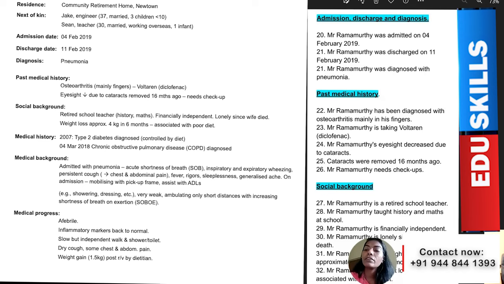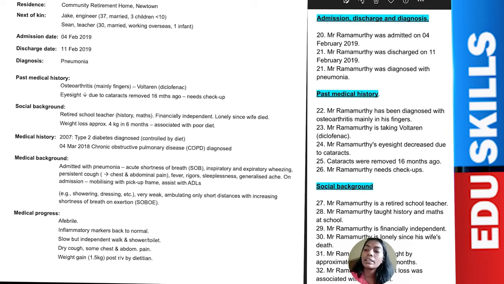And from that, we can make simple sentences like, Mr. Ramamurthy is a retired school teacher. Mr. Ramamurthy taught history and maths at school. Mr. Ramamurthy is financially independent. Mr. Ramamurthy is lonely since his wife's death. Mr. Ramamurthy lost weight by approximately 4 kg in 6 months. Mr. Ramamurthy's weight loss was associated with a poor diet.